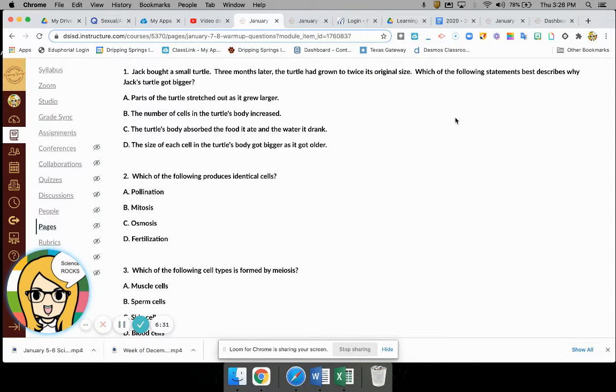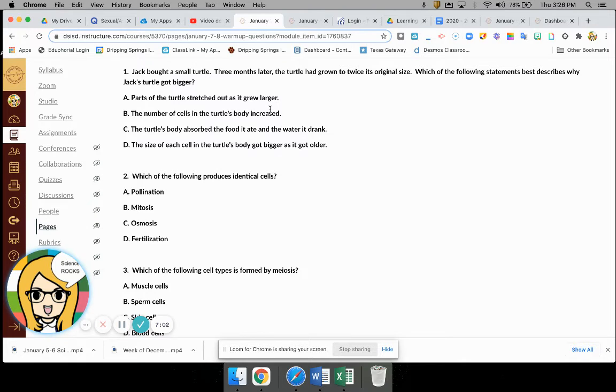Well, this goes back to our characteristics of living things. All living things grow and develop. What do we mean by grow? That means they get bigger, but why do they get bigger? Do the parts stretch out, like in answer choice A? Do they get swollen by absorbing food and water? Do they get full so they're bigger and stretched out? So the size of each cell gets bigger? Or is it that the number of cells in the turtle's body has increased?